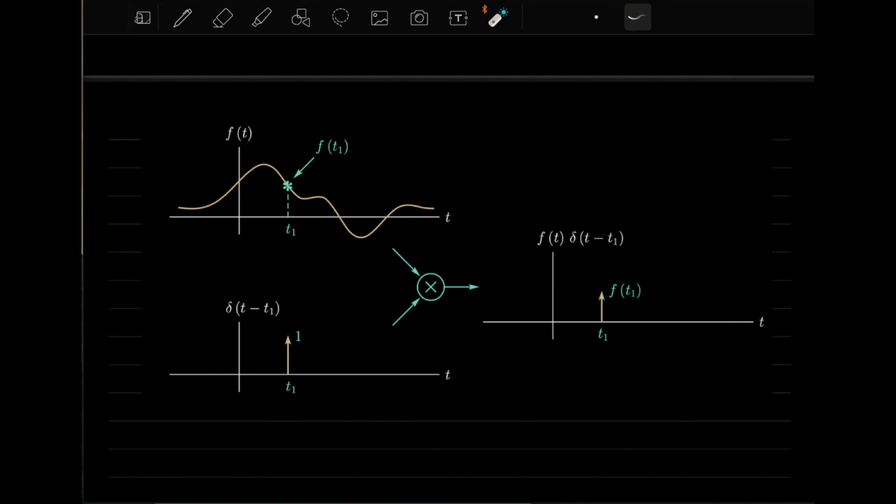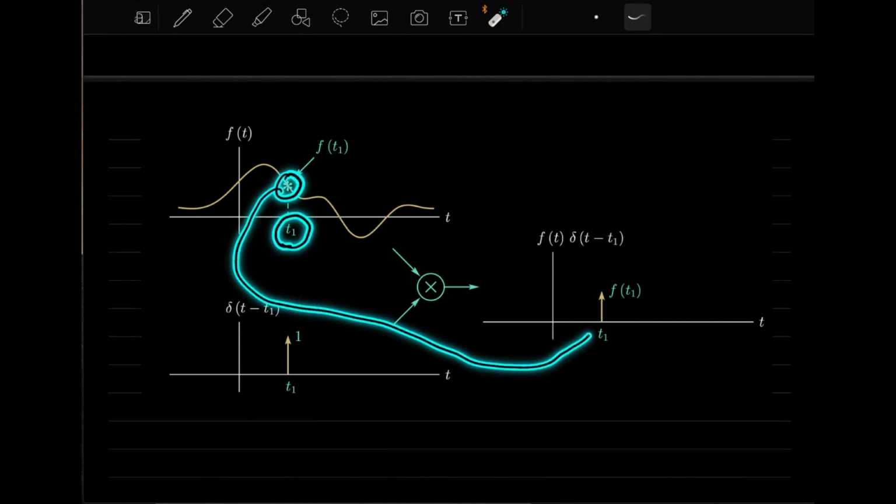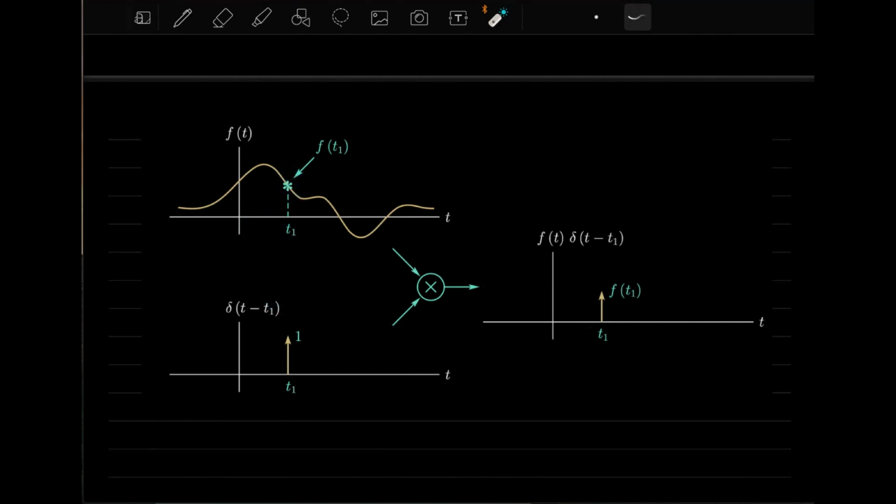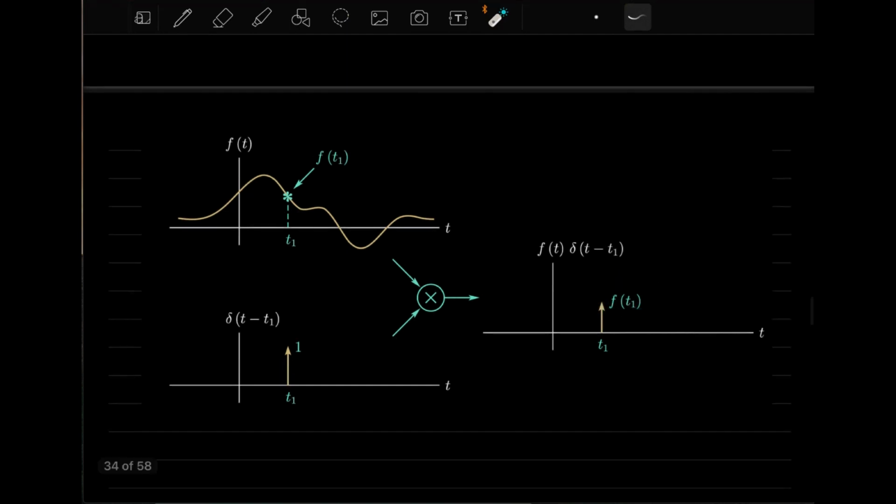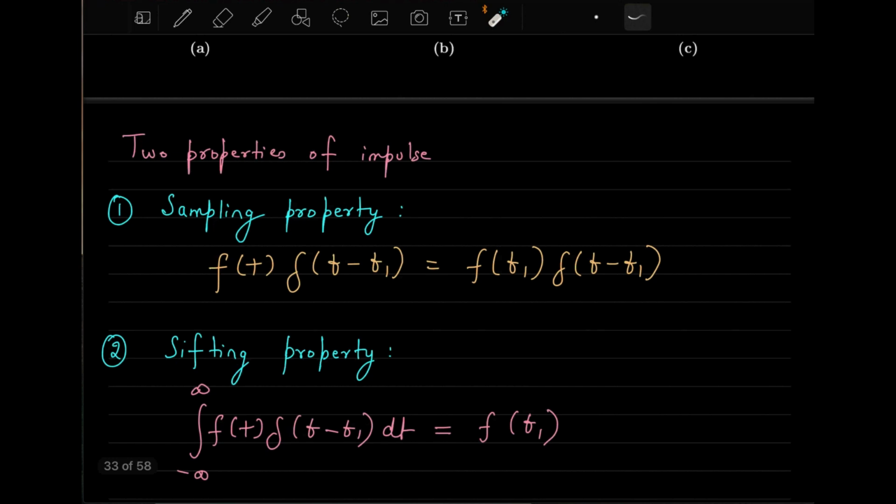The important thing here is that when you multiply the impulse with the complete function, you get one instant of that function out. At time t equal to t1, you will have one value, and that value comes out in the form of an impulse whose area is f of t1. So this is basically the sampling property, and the other one is the shifting property.